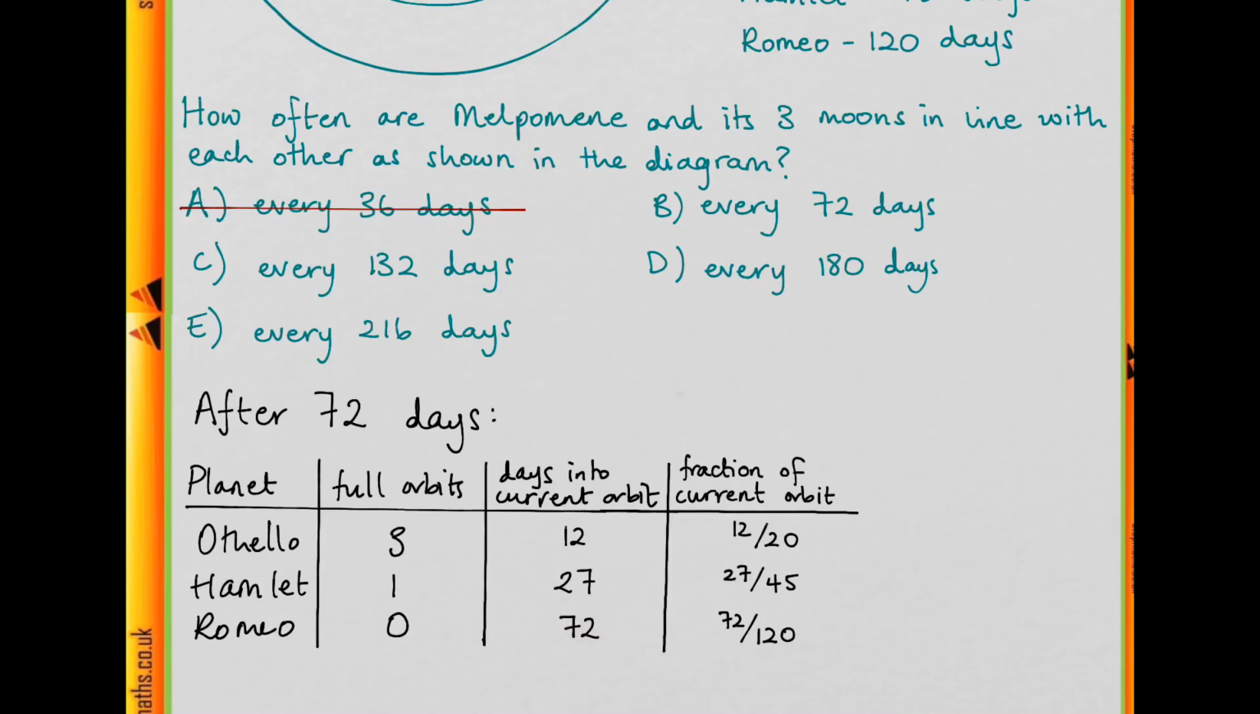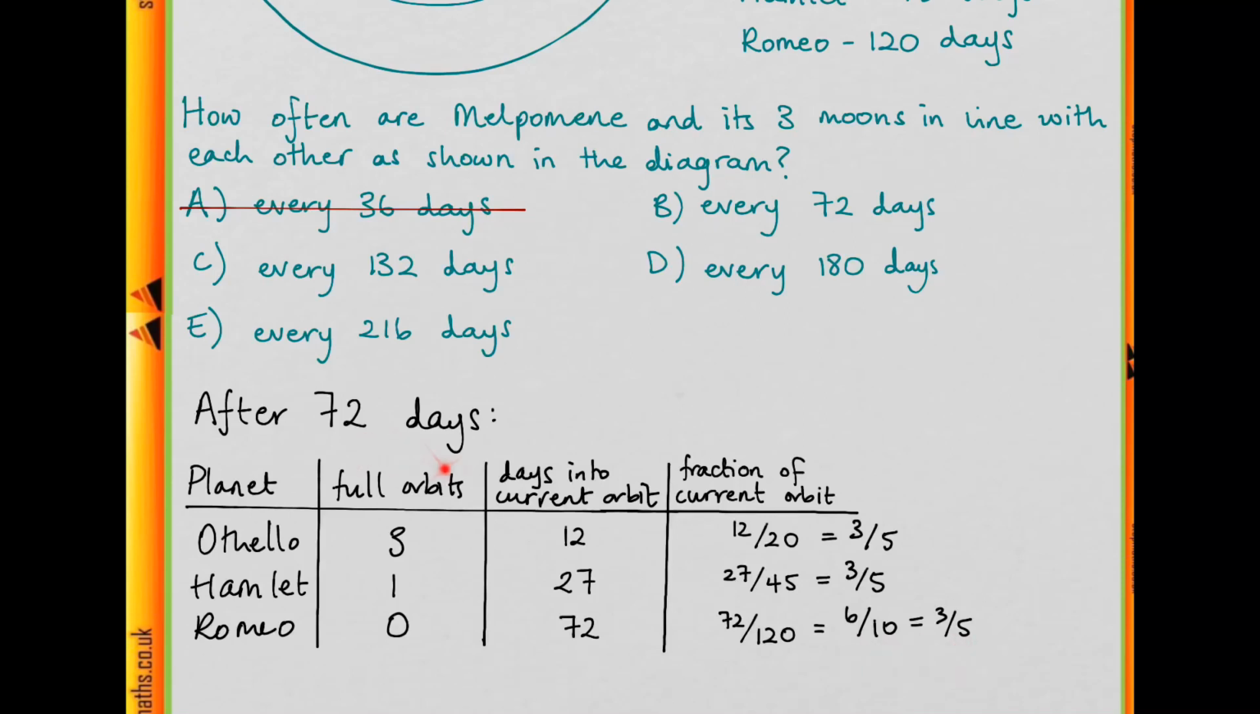So if you write that as fractions of their current orbital period, we can simplify these fractions down. 12 and 20 are both divisible by 4, so dividing top and bottom by 4 gives us 3/5. 27 and 45 are both divisible by 9, so again we get 3/5. And 72 over 120, they're both divisible by 12, and dividing through would give us 6 over 10, which we can see again is equal to 3/5.